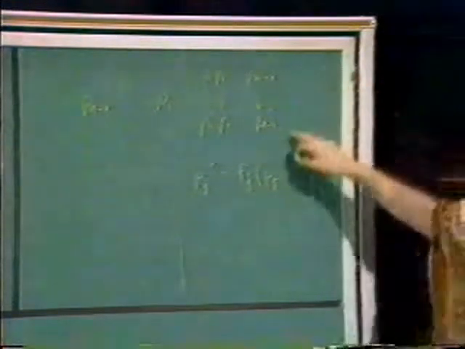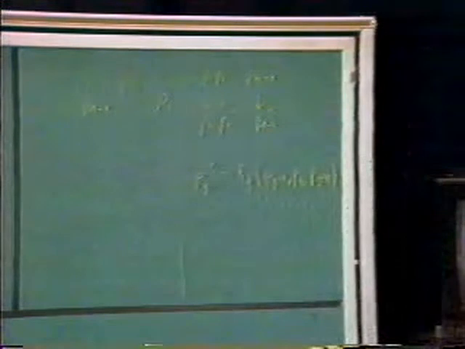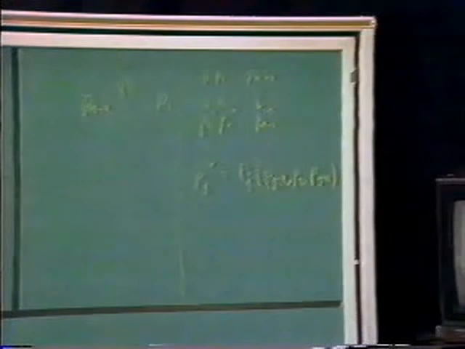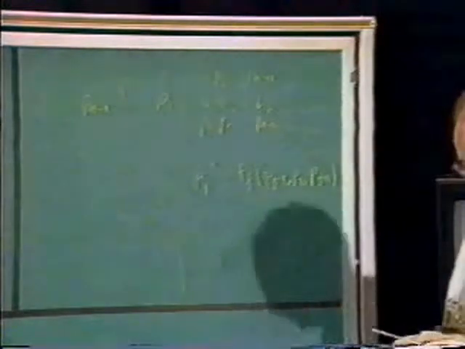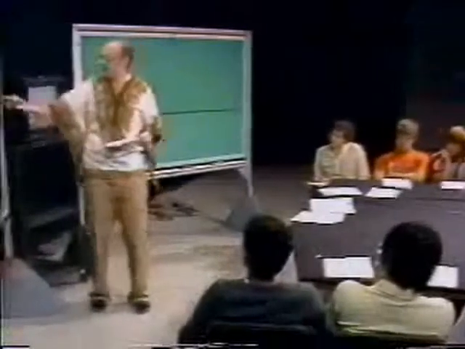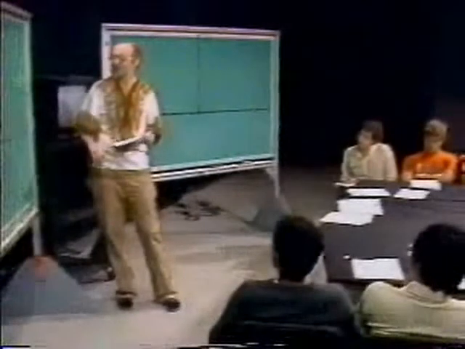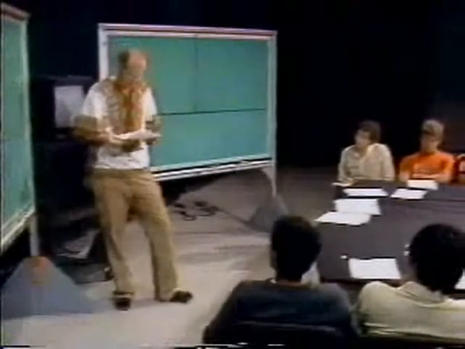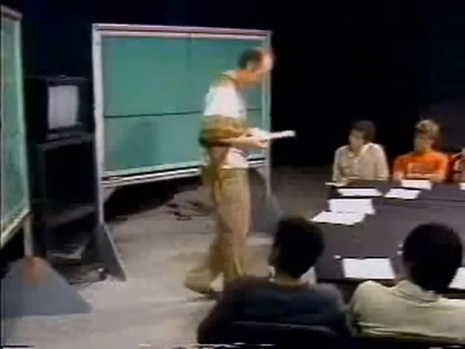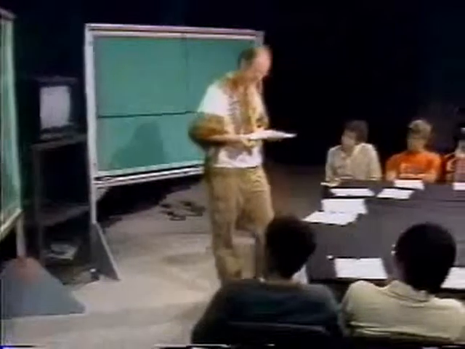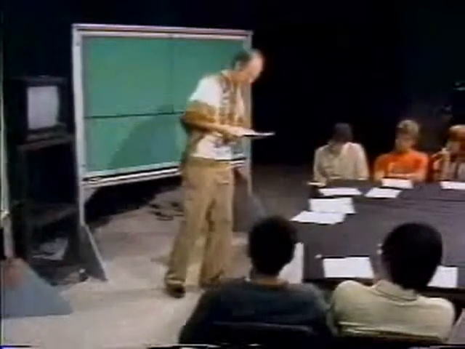We have a situation like this where each one goes as some function of the preceding one. Now, the function is the same at each transition. f sub j stays the same. So f sub j depends only on j, but not on the time.